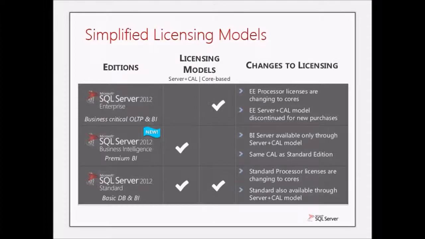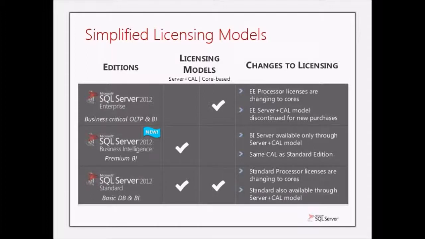So the thing to note here is it's only sold by the core. In the past, we did sell it by the processor, so we were looking at the physical processor. Now we look at the cores of that processor. So a 6-core processor looks like 6 cores to us. When you look at the licensing, we have to license all of those cores. And there's no more server and CAL model for the Enterprise Edition. That's the big one to note there. Prior, you could buy the product in a server and CAL model. Now you cannot. So we get a lot of questions around that.